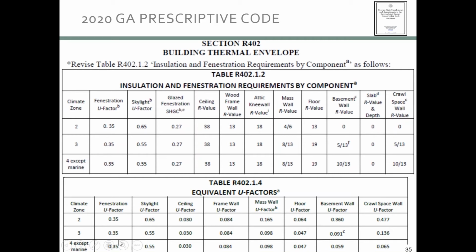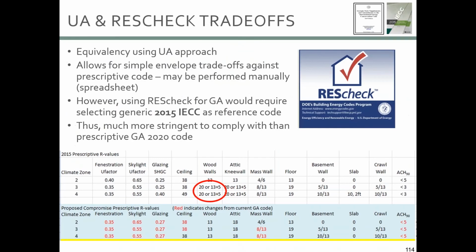But we're going to come back to this table, this 402.1.4 table, and that's kind of what I want to reference. So let me just jump and look at ResCheck. So this is a great tool. The only challenge is there's not going to be a Georgia-specific version of it. You can use ResCheck, and you should, particularly if you're in Climate Zone 2.